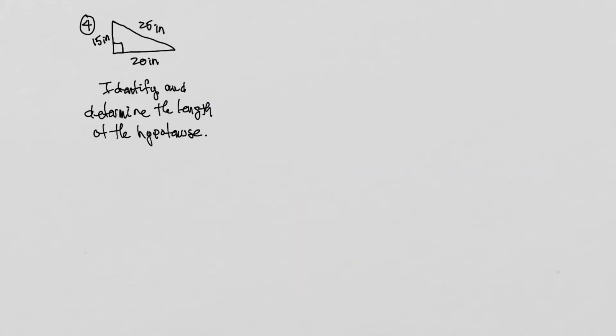Problem 4, we're given this right triangle. I know it's a right triangle because here's our notation for a right angle, a 90-degree angle. And what we're asked to do is just identify and determine the length of the hypotenuse. So in any right triangle, the hypotenuse is the side opposite the right angle. Here's the right angle. The side opposite is this one right here, and its length in this case is 25 inches.